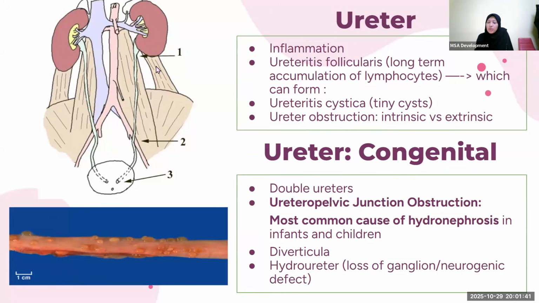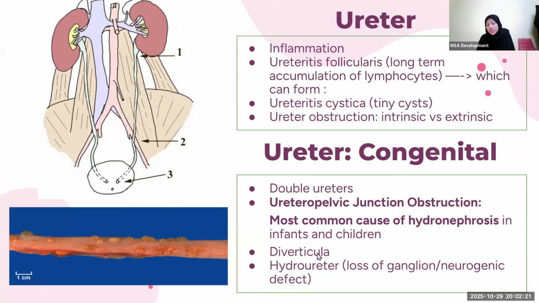What about congenital problems in the ureter? You could have a double ureter, that's congenital from birth, or you can have ureteropelvic junction obstruction from birth. This is the most common cause of hydronephrosis. So obstruction here from birth is the most common cause of dilation of the pelvis, hydronephrosis, dilation of the kidney in infants and children. So this is congenital. There is nothing you can do about it.